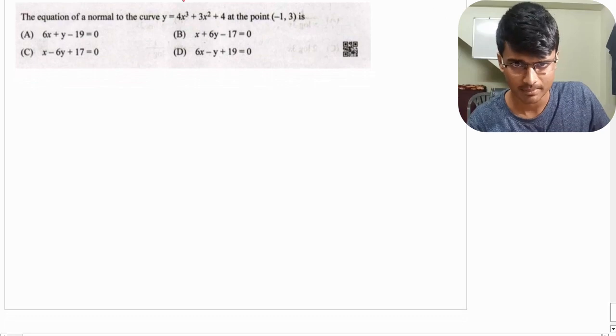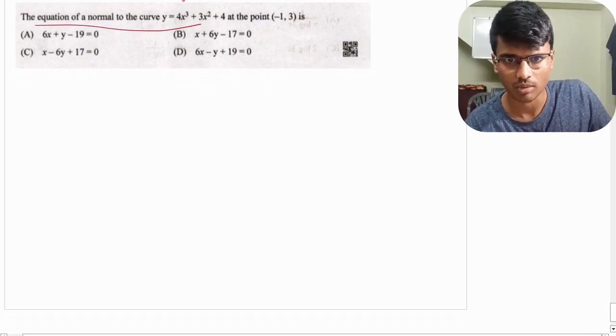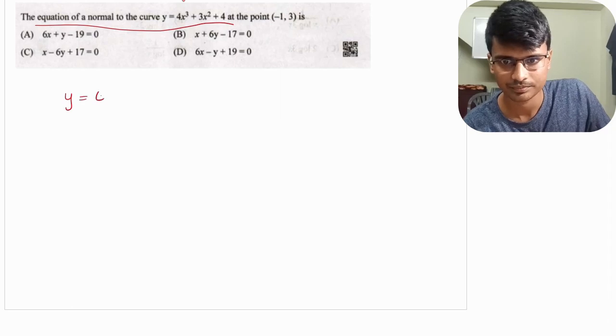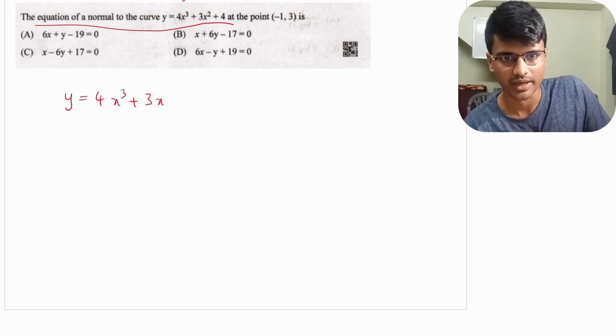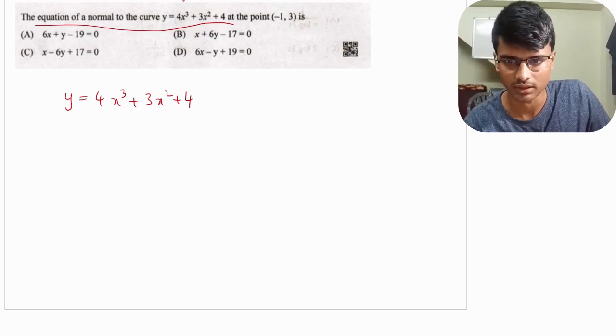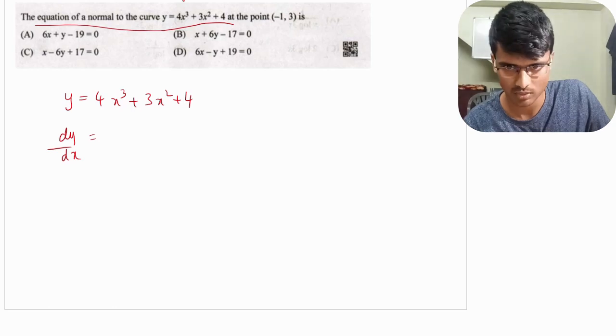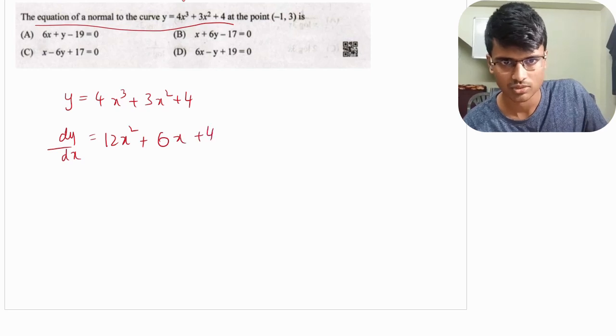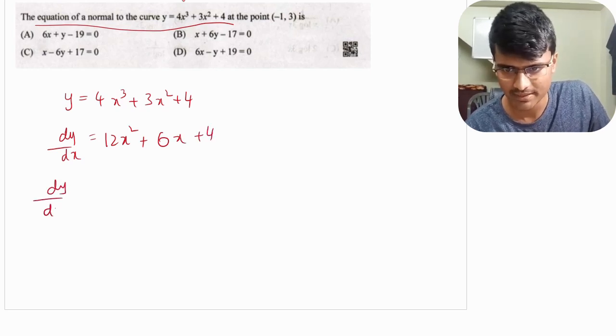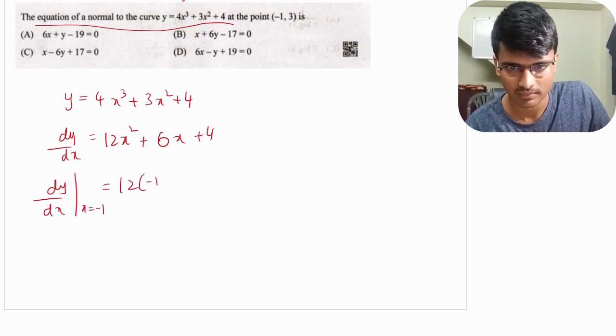Moving on, this is a similar question. They are asking us the equation of the normal to the curve. We are given y equals 4x cube plus 3x square plus 4. First I'll do the differentiation, dy by dx: 12x square plus 6x plus 4. So the slope at x equal to minus 1, I'll just substitute minus 1: 12 minus 6 plus 4, that is 10. The answer is 10.